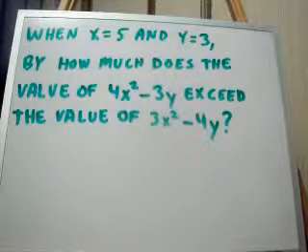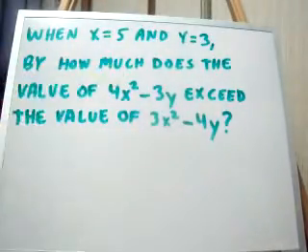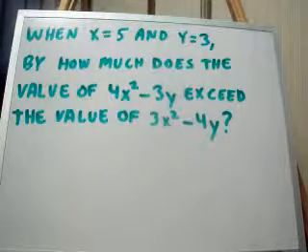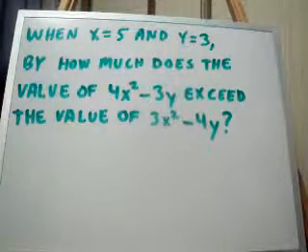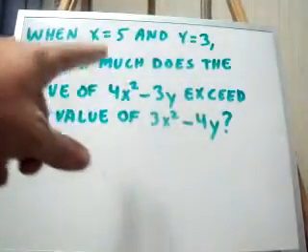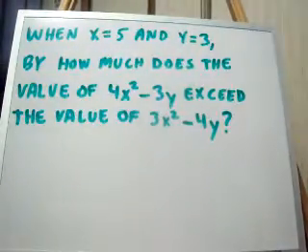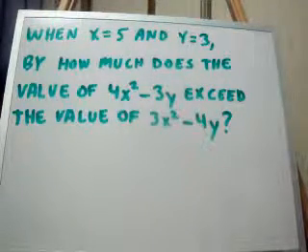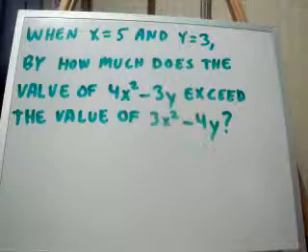If you multiply 25 times 4, you're going to get 100. Now, that takes care of the 4x squared. But now we have to take care of the 3y. Well, what is 3 times 3? Well, that's 9. So, you're going to subtract 9 from 100, and the answer you're going to get is 91. That's the first thing you're going to do.